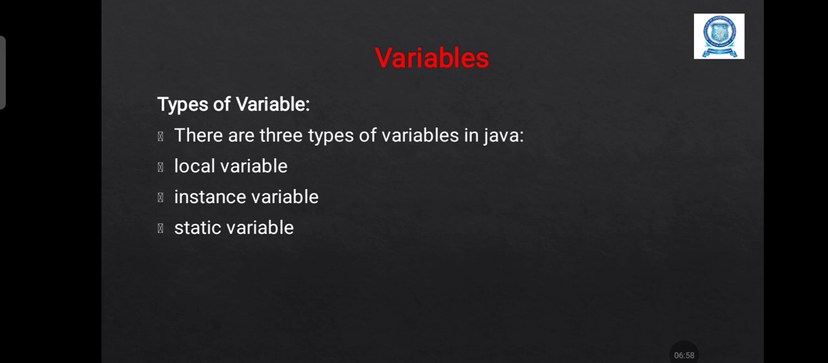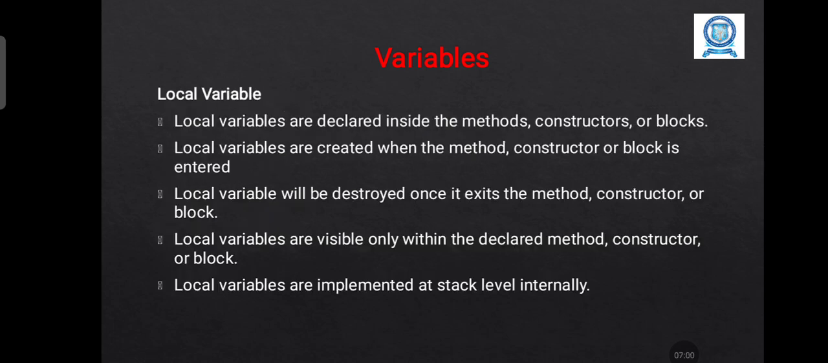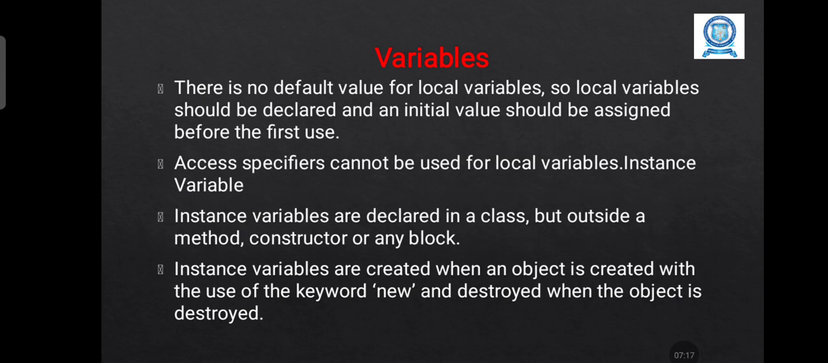Then the variables may be local variable, instance variable and the static variable. Local variables are declared inside a method, constructor or blocks. So it can be created and destroyed only within the particular block, which is visible and accessible only within the declared method, constructor or block. There are certain access specifiers that can be used for local variables.